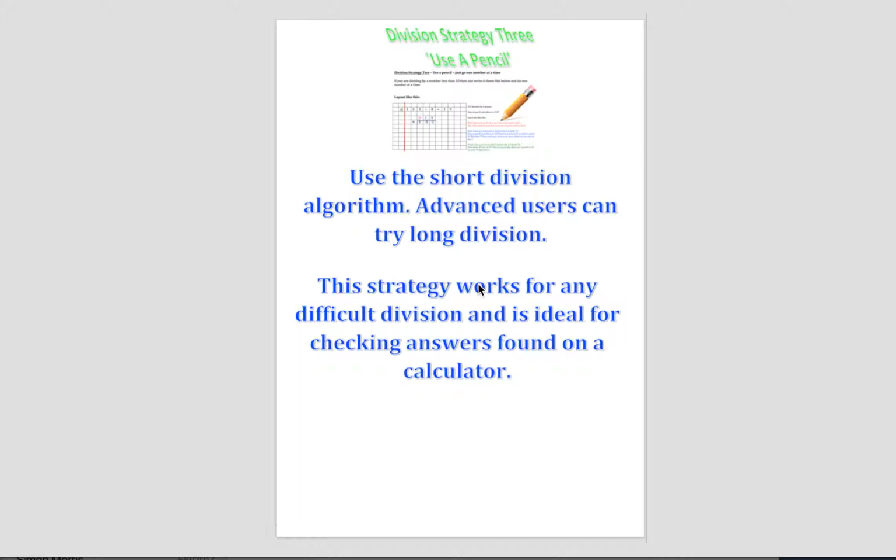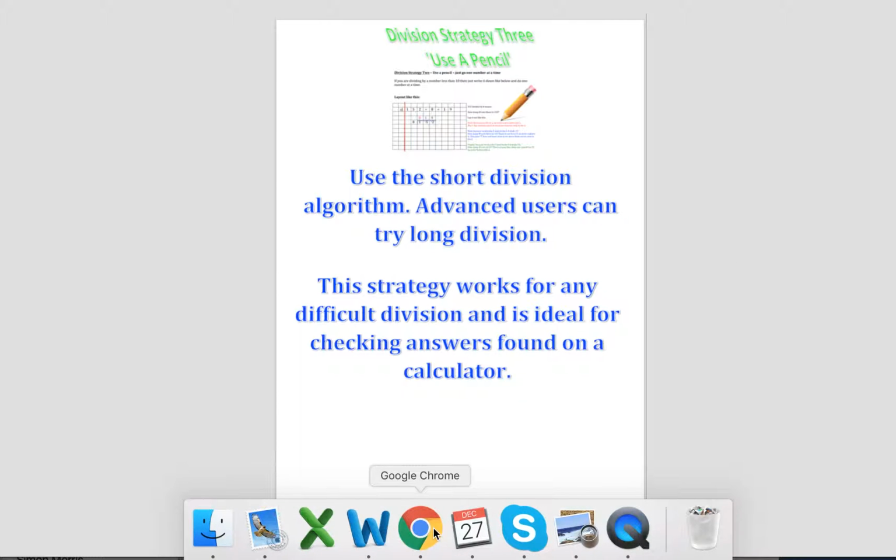Division strategy 3 is using a pencil, and we call it short division. This first example is short division, and you can do this once you know how to use your division grid to work out your division facts. We'll look at an example.